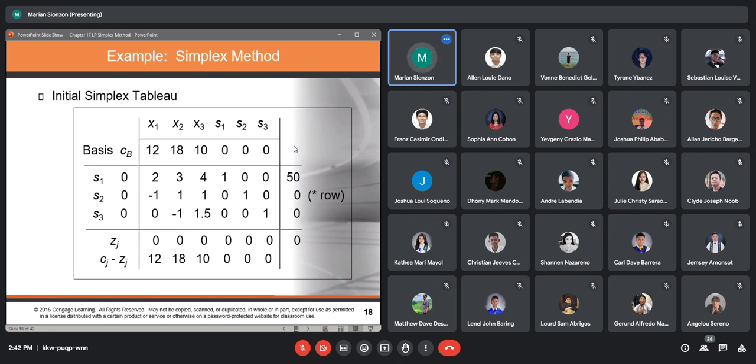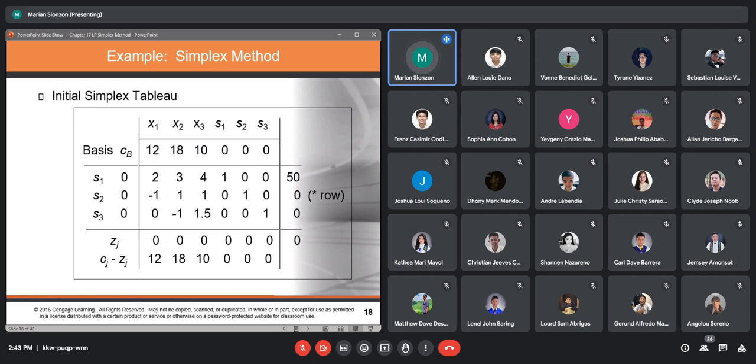What is our asterisk row? Later on. To determine first, this is what you call your contribution to the profit. This is maximized profit. So the last column indicates possible improvement.